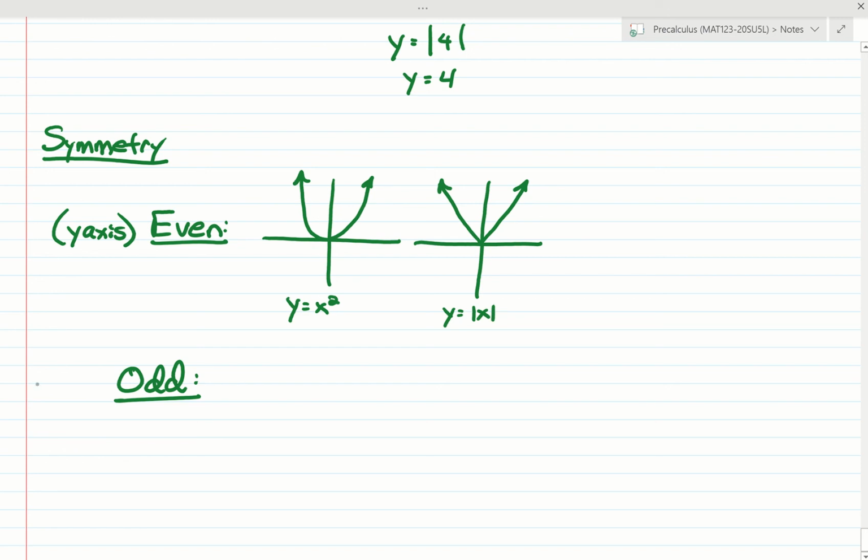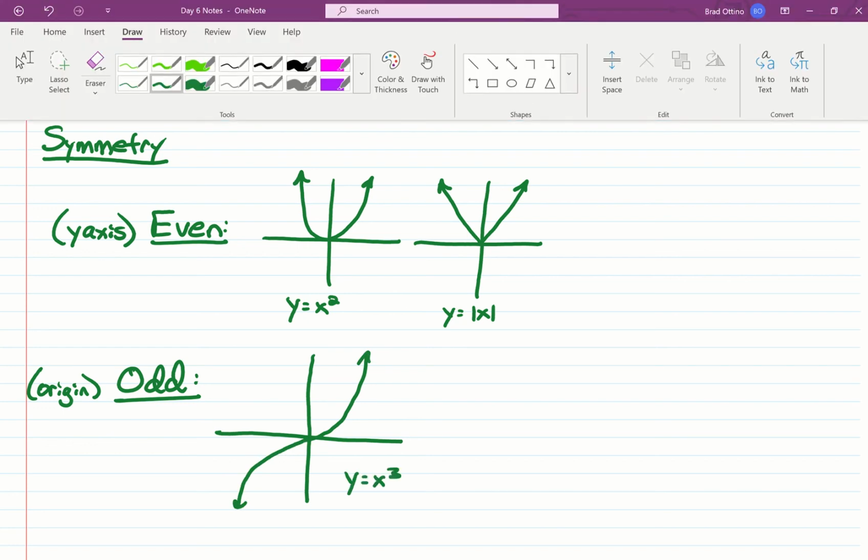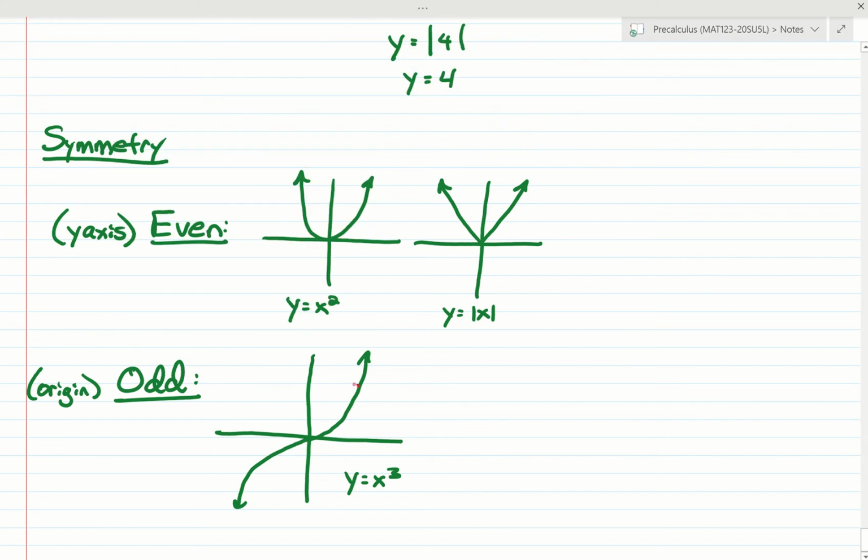And an odd graph is a reflection over the origin. And this is a little bit trickier to see. But when we talk about reflecting over the origin, let me show you. This is the graph y equals x to the third. If you take this point right here and you reflect it over the origin, so take it and just head to the origin, keep going, it'll actually be the same point as right there. And that happens with any point along this graph. If you just retrace it over the origin, you'll get the same thing.